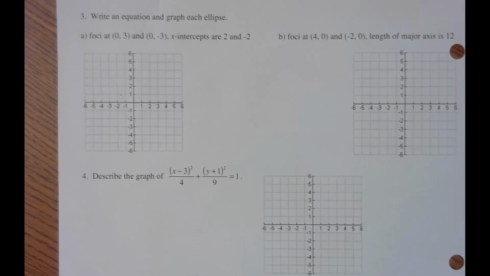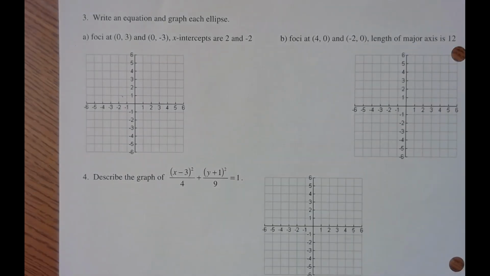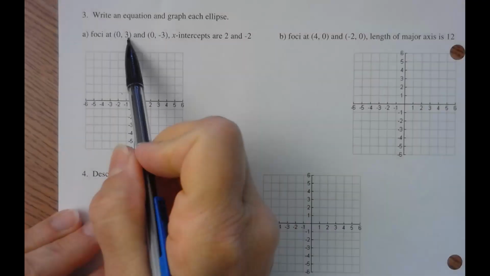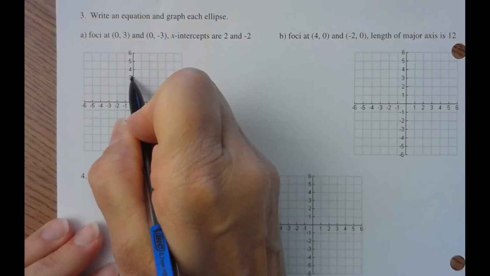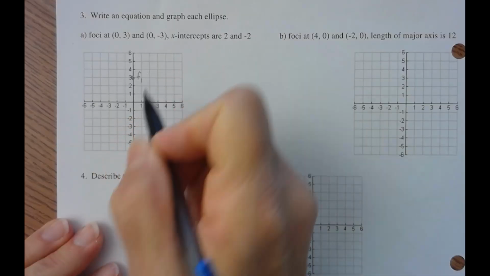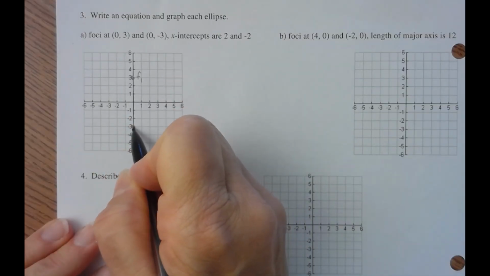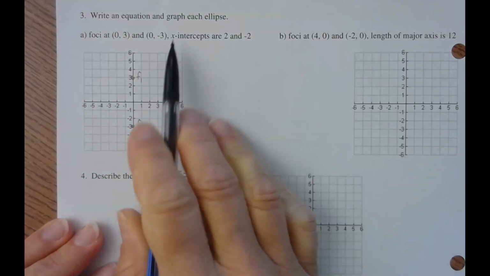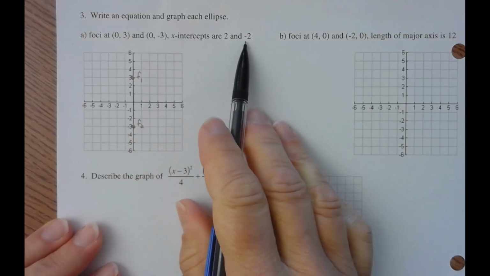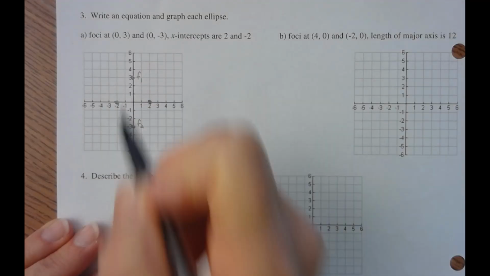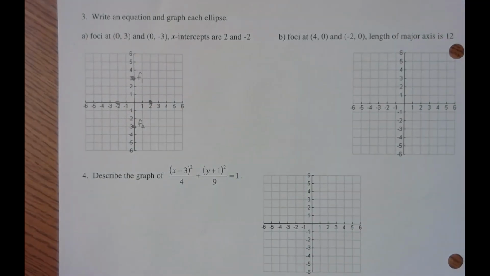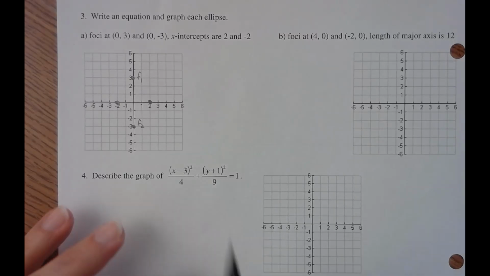All right, let's try this again, but this time given some different information. We're going to write an equation for this ellipse. Foci at 0, 3 and 0, negative 3. So make sure you go in the right direction. 0, 3. I'm going to label that focus 1. 0, negative 3. I'm going to label that focus 2. X-intercepts are 2 and negative 2. And now I think about what am I missing? Well, I'm missing the vertices.